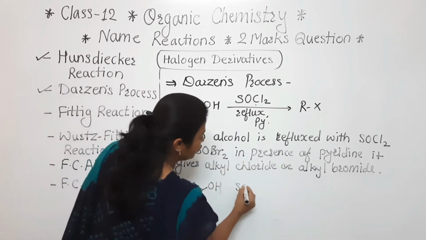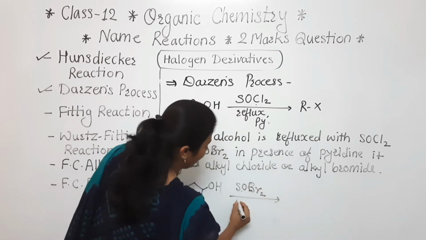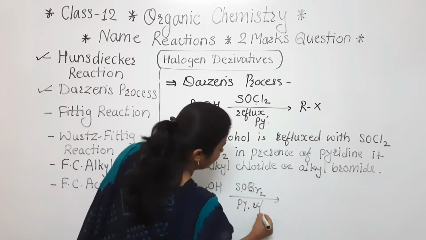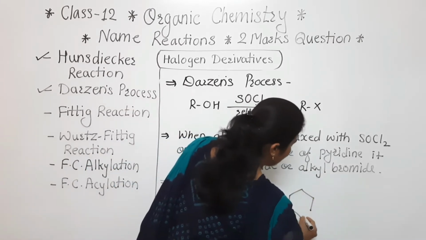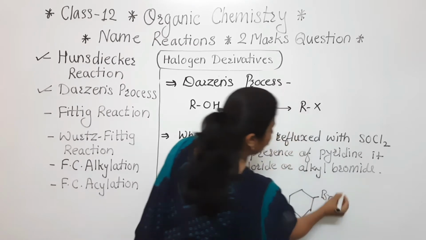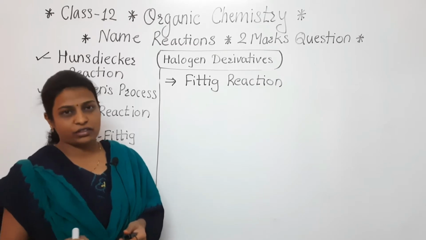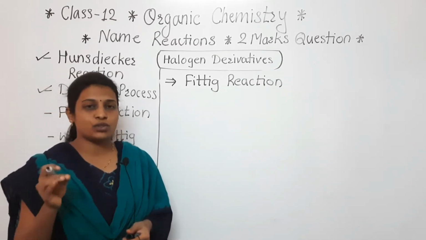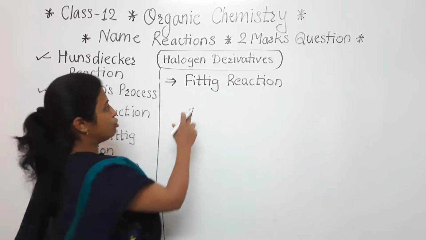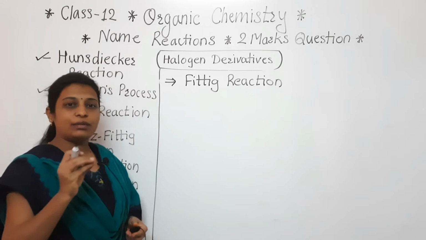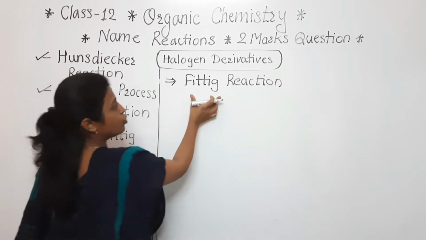When it is treated with thionyl bromide in presence of pyridine, then it gives bromocyclohexane, that is nothing but the 6-membered ring, and to that bromine is attached. Next one is the Fittig reaction. As we have studied Wurtz reaction, in that when alkyl halide is treated with sodium metal in presence of dry ether, it gives higher alkane. Here also we have to treat with sodium metal in presence of dry ether. But here we are not going to take that alkyl halide. So what is that reaction?